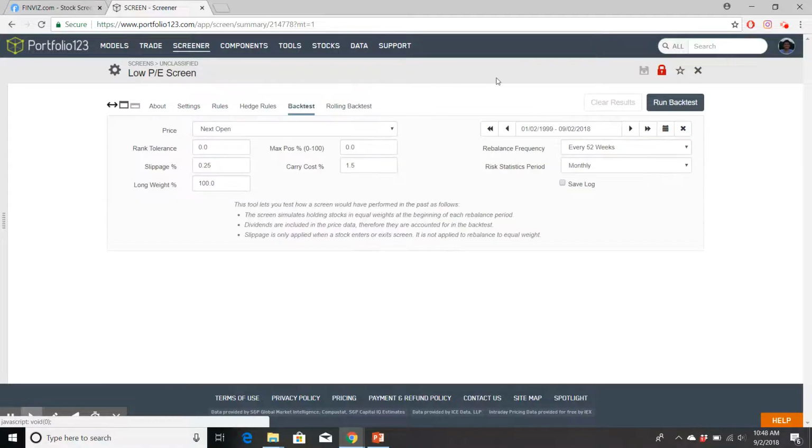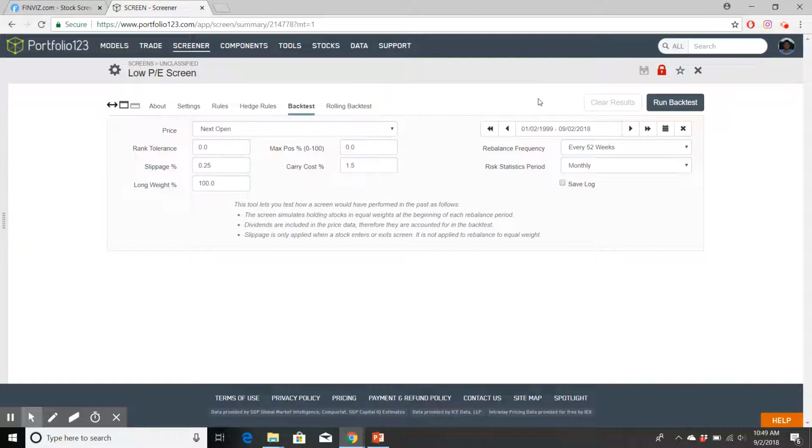Now let's go to the backtest. Slippage is 0.25%. That's how much you lose on the bid-ask spread if you're just doing market orders and buying in. And that's pretty appropriate for a company of 300 million market cap or larger. Our rebalance frequency is going to be every 52 weeks, so we're buying and holding for at least a year. That way we can incur the long-term capital gains tax rate, which is a bit lower than the short-term capital gains tax rate if we sell.